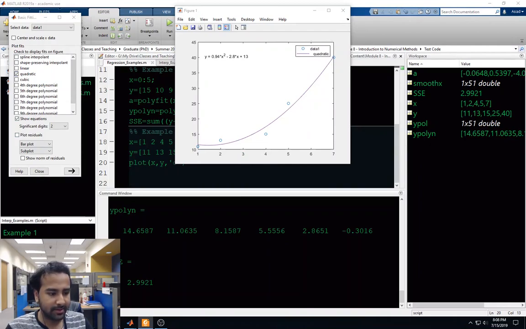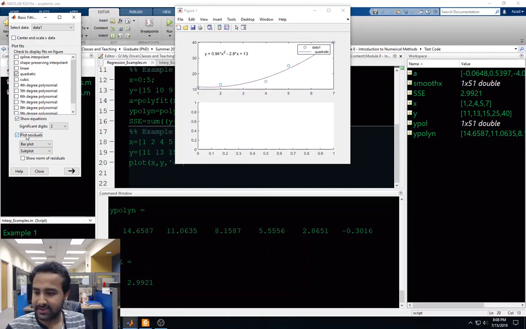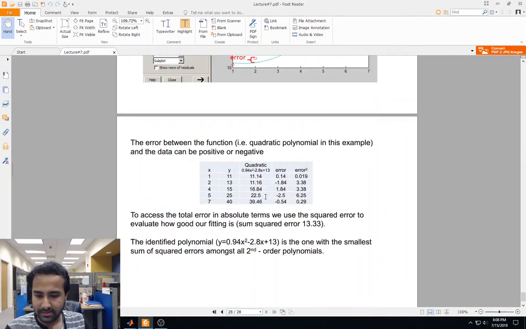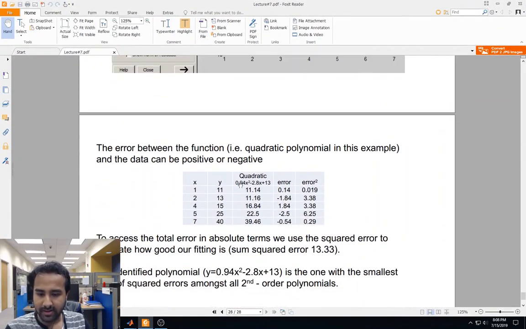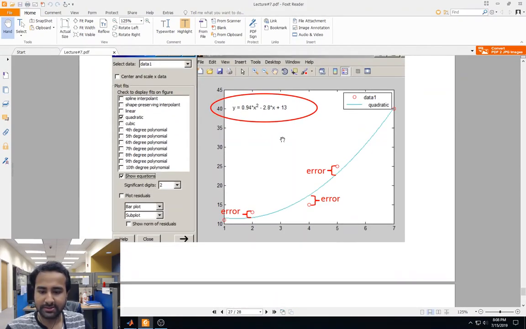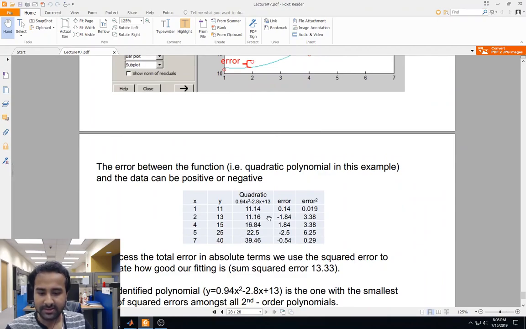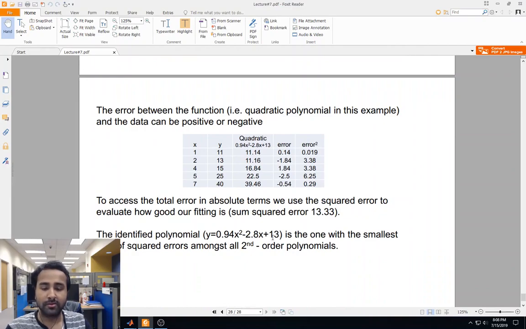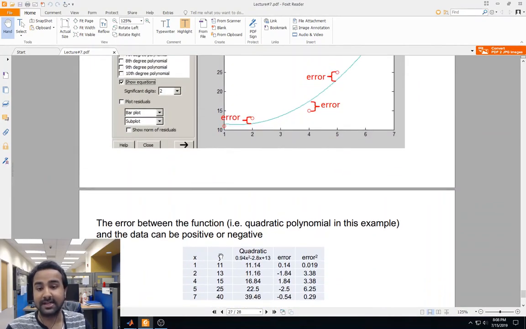So it does a regression, but not interpolation. And the error between them can be seen if you plot the residuals. And if you do show norm of the residuals, that's the same thing as showing the sum squares error. And I think that's it. So the equation that MATLAB spit out for us is 0.94x squared minus 2.8x plus 13. That is a single equation that gives you the smallest sum squares error for all second order polynomials that could possibly exist based off this dataset.